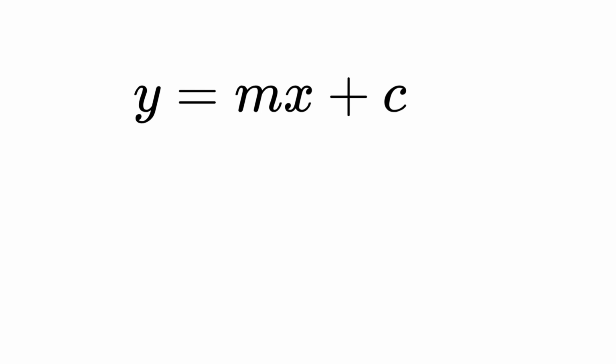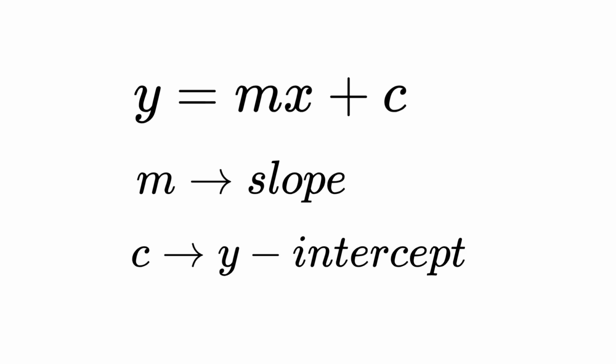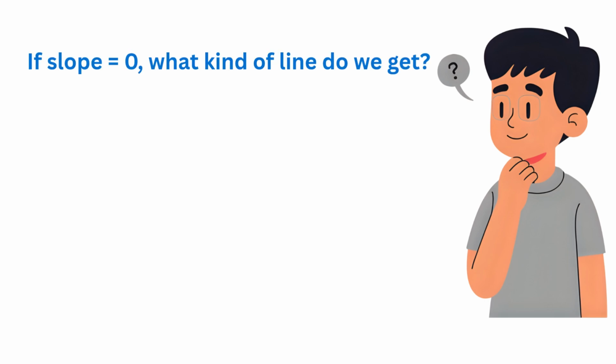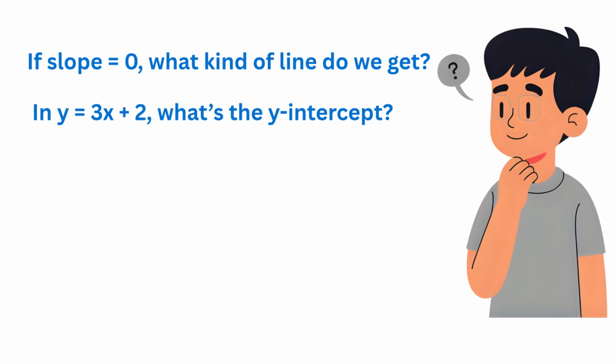Let's recap quickly. Linear functions have the form y equals mx plus c. m represents slope, c represents y-intercept. Their graph is always a straight line. Now, let's test you. If slope equals 0, what kind of line do we get? In y equals 3x plus 2, what's the y-intercept?